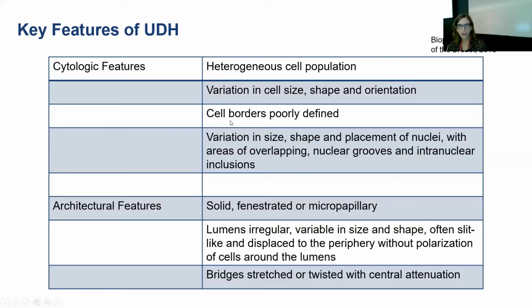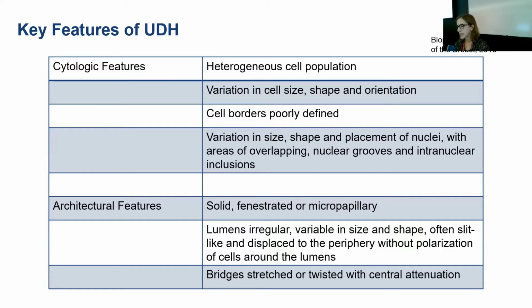The key features of UDH, I'm sure you're all very familiar with. That is that it is composed of a heterogeneous cell population in which the cells vary in size, shape, and orientation, and the cell borders are poorly defined. As well, there's variation in the size, shape, and placement of nuclei with areas of overlapping nuclear grooves and intranuclear inclusions. Those are the cytologic features.